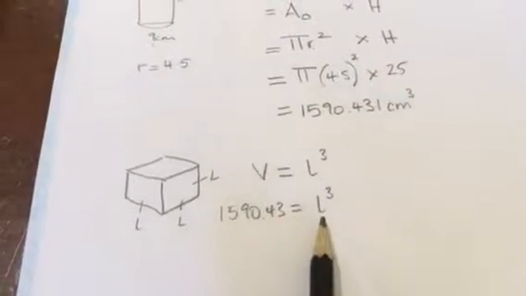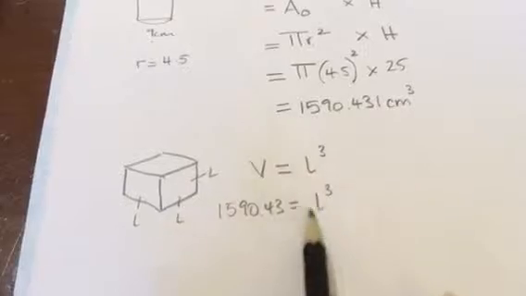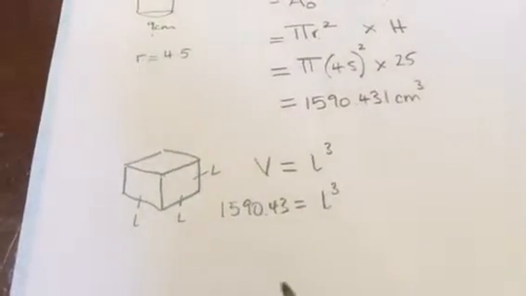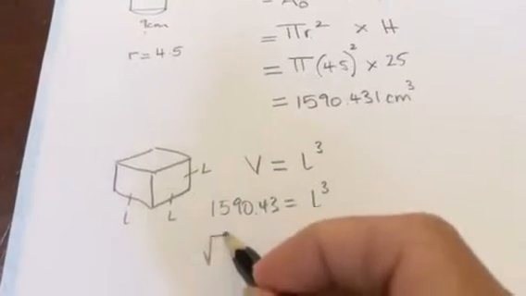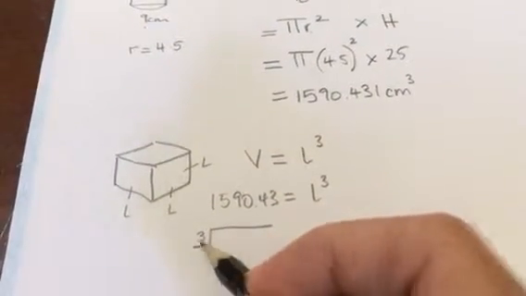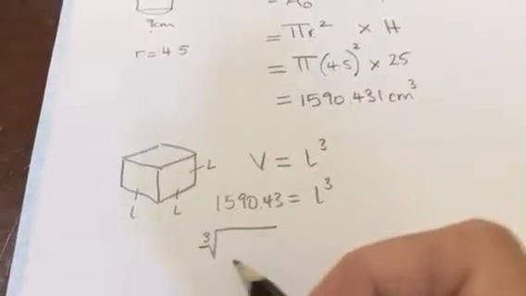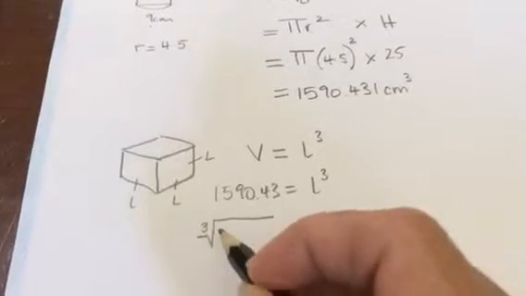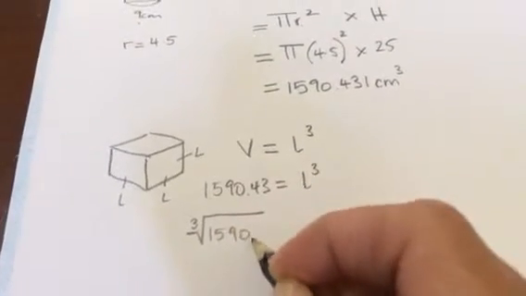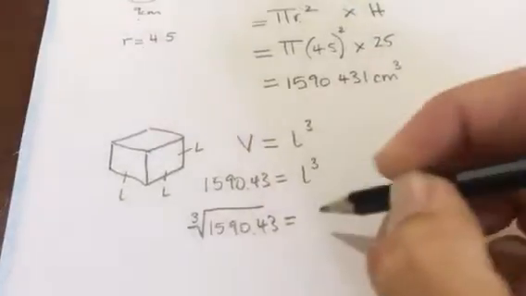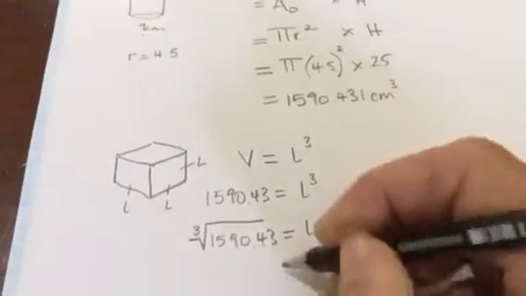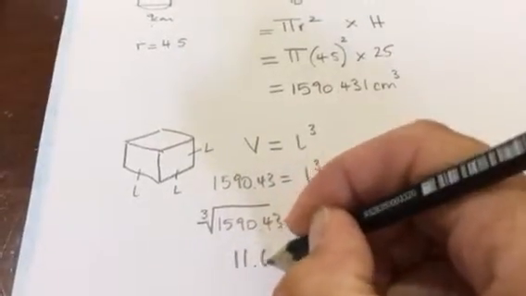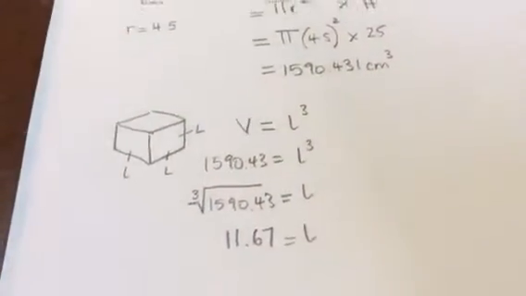The question is, I don't want length cubed, I want length. So I've got to find a way to undo cubed. So the opposite of squaring something is square rooting it. So the opposite of cubing something is cube rooting it. And there should be a button on your calculator that has this sort of shape with a 3, or even with a box where you can put the 3 in it. So we're going to put in the cube root of 1,590.43 is equal to L. And if we pop that in our calculator, we should get that the cube is 11.67 something.